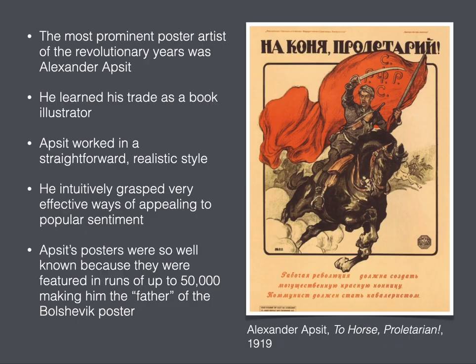The most prominent poster artist of the revolutionary years was Alexander Apsit. He learned his trade as a book illustrator and worked in a straightforward, realistic style. He grasped very effective ways of appealing to popular sentiment. His posters were so well known because they featured in runs of up to 50,000, making him the father of the Bolshevik poster. And this is his poster called Two-Horse Proletarian.